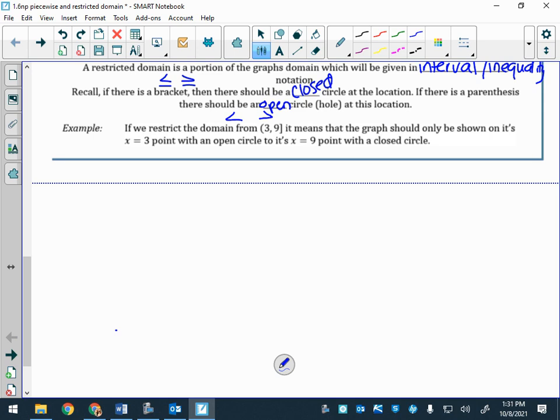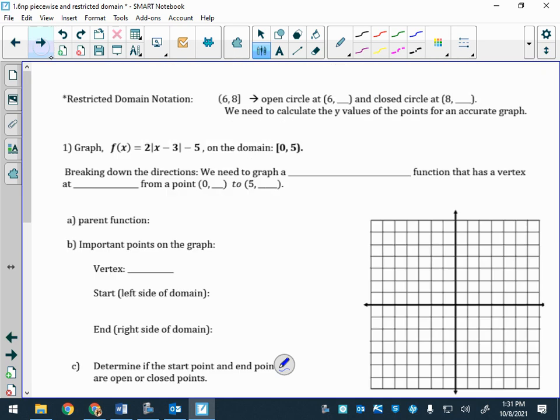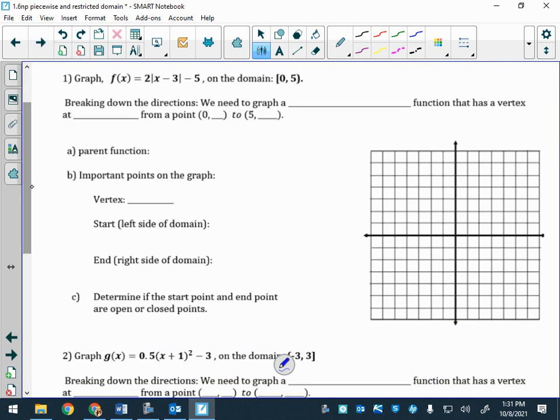If we restrict the domain from 3 to 9, that means the graph should only be on when x equals 3, and the point would be an open circle because it's parentheses, and when x equals 9 it's a closed circle. Okay? So we're going to look at what these restricted domains look like. All right, starting with number 1. We have f of x, our function here, over the domain [0, 5).